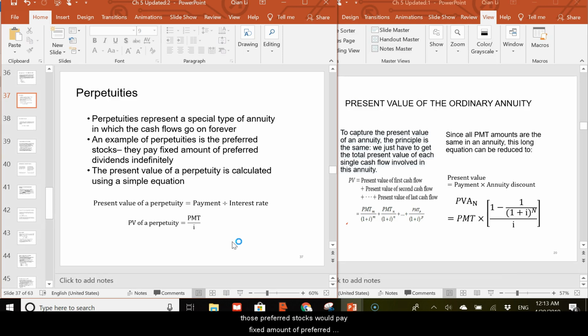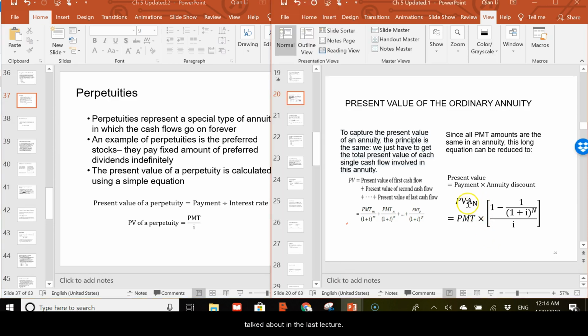Those preferred stocks would pay a fixed amount of preferred dividend, or say the same amount of cash flows, year after year till forever. If we want to figure out the value of those preferred stocks, it's actually to estimate the present value of this annuity. So the present value of this annuity is actually based on the present value of the ordinary annuity that we talked about in the last lecture.